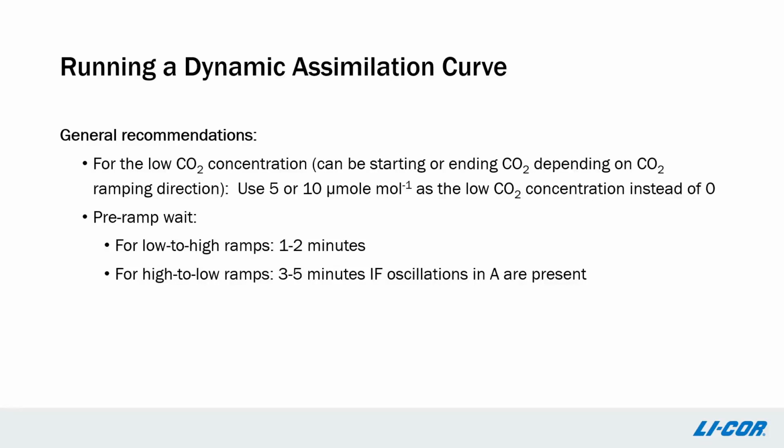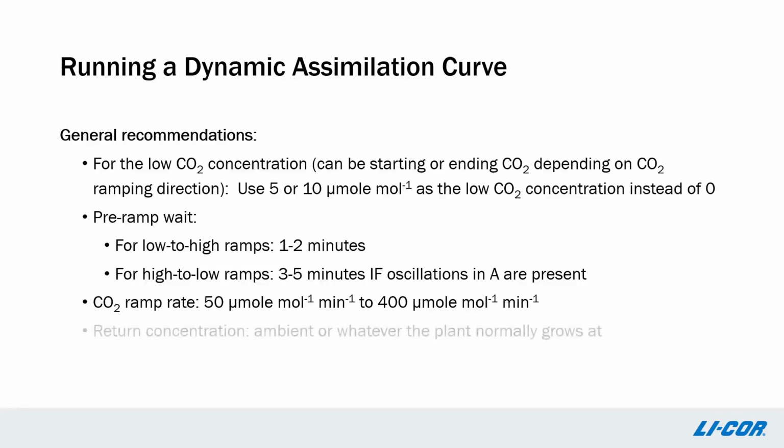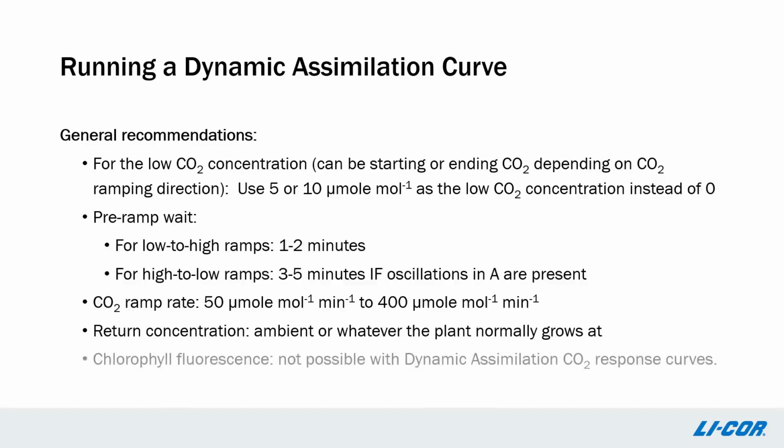Whether or not oscillations will be present and how long they may last is dependent upon leaf biology. A practice run or two may be required to get the pre-ramp wait time set correctly. If oscillations in assimilation are not present, a 1 or 2 minute equilibration time should be fine. For CO2 ramping rates, we recommend setting the rate between 50 and 400 micromole per mole per minute. The return concentration should generally be set to ambient or whatever the leaf is normally grown at.